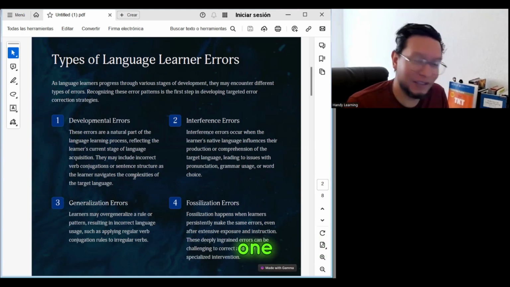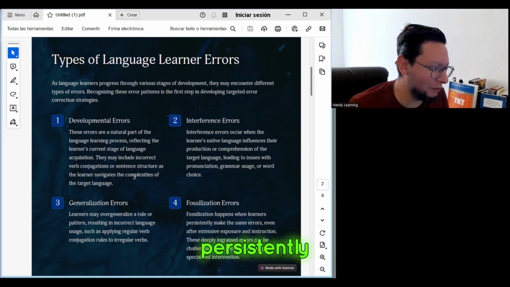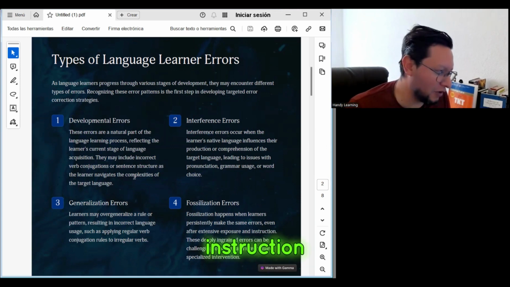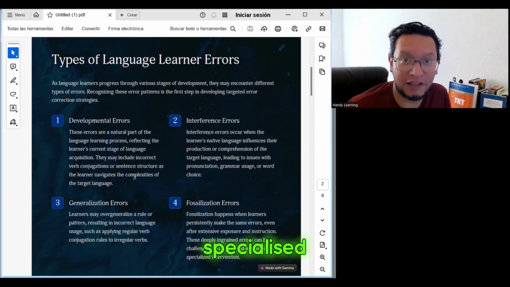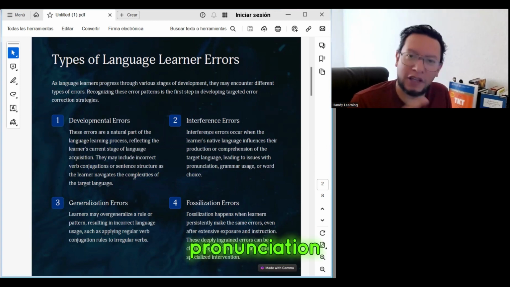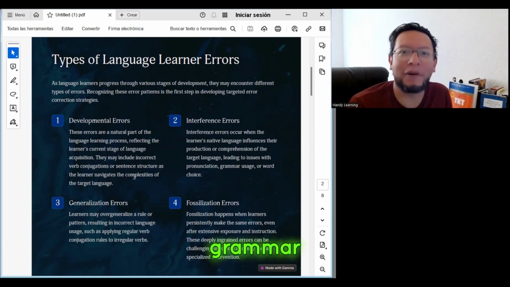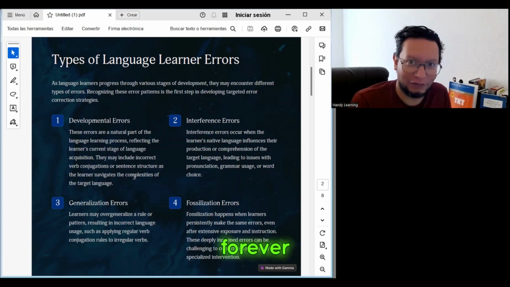Finally, the worst one, the most dangerous one, is the fossilized error. It says fossilization happens when learners persistently make the same errors even after extensive exposure and instruction. These deeply ingrained errors can be challenging to correct and may require specialized intervention. So it could be pronunciation, it could be spelling, it could be grammar, and it is an error that is going to be there forever.